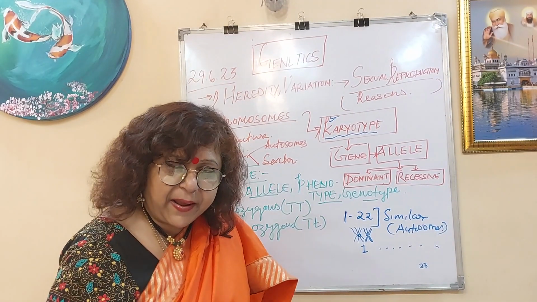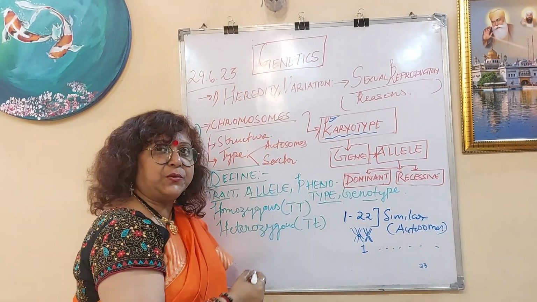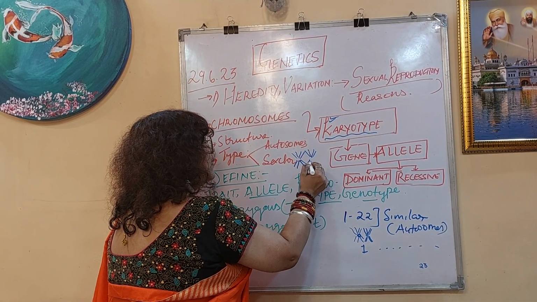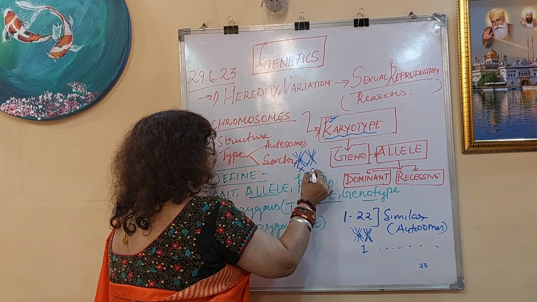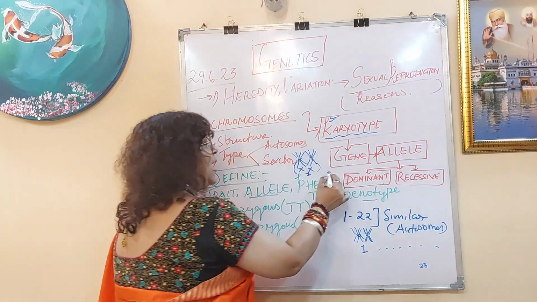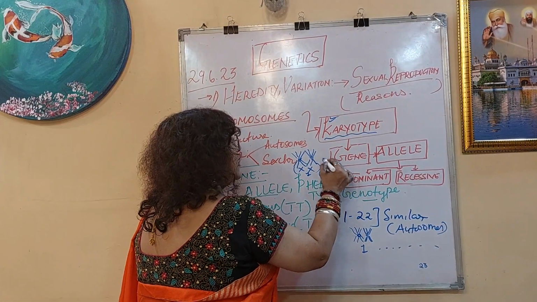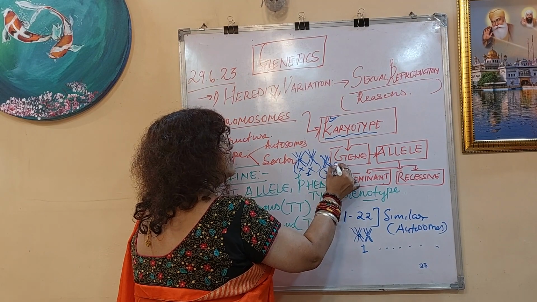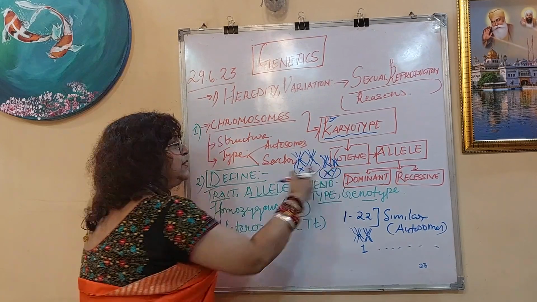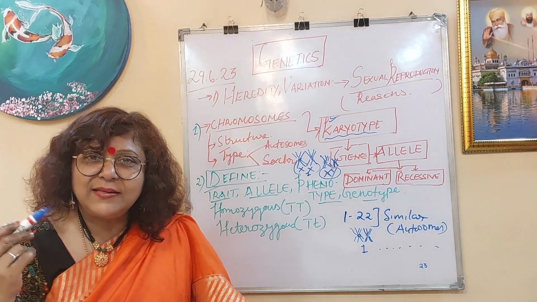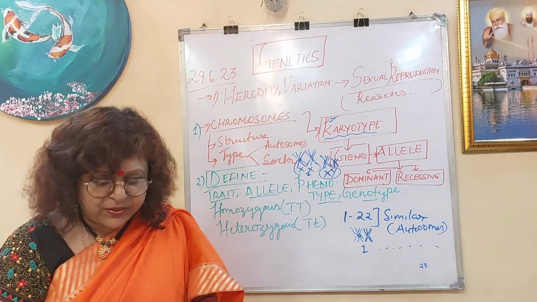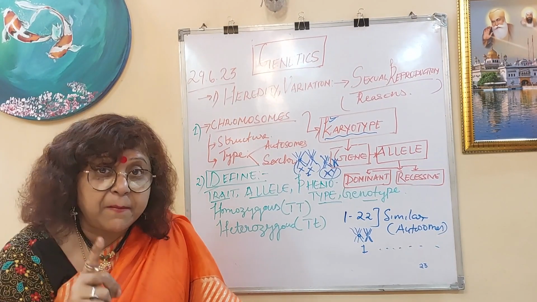But the 23rd pair is known as the sex chromosome. In case of females it is XX, this is one pair, and in case of males it is XY. It's given in your book, and the Y one is shorter than this. The 23rd pair is known as the sex chromosome, and it is this sex chromosome where meiosis takes place, because it is found only in the sperm and the ova.